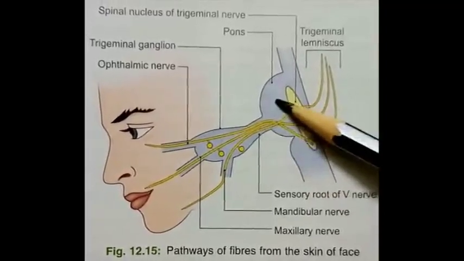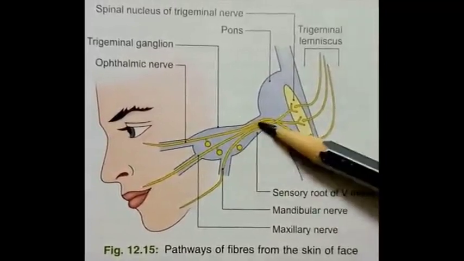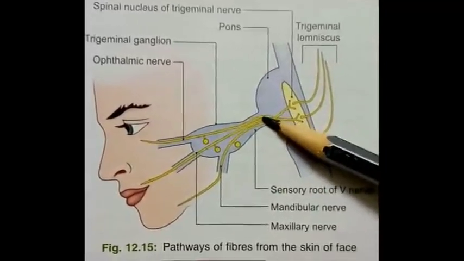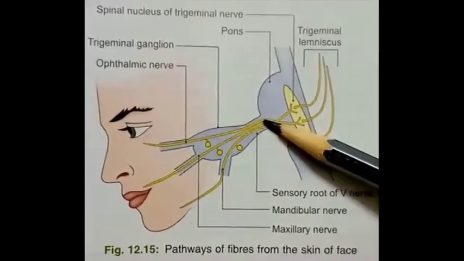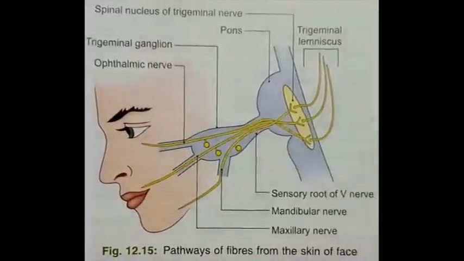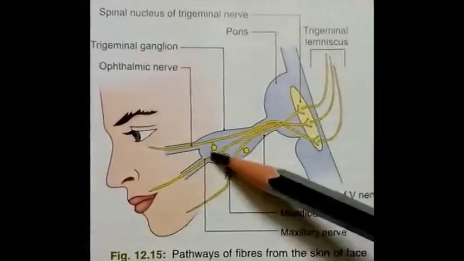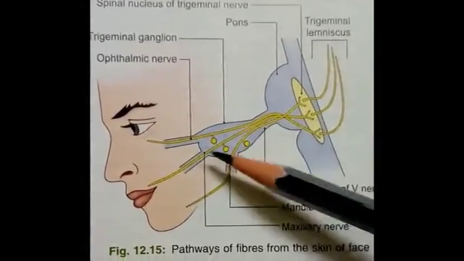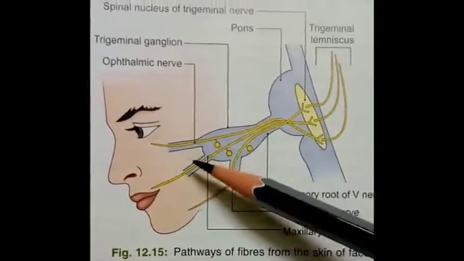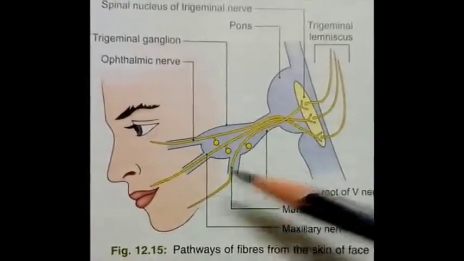So this is pons and this is ganglion, and this area of connection is the middle cerebellar peduncle. Peripheral processes of the ganglion form three divisions of the trigeminal nerve. Uppermost is the ophthalmic division, then maxillary, and then mandibular division.